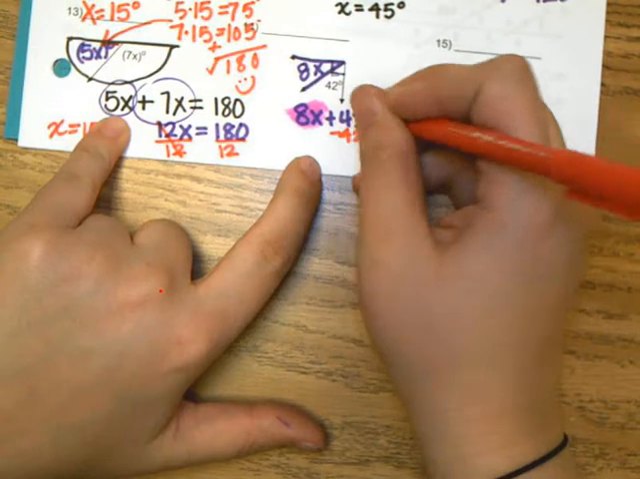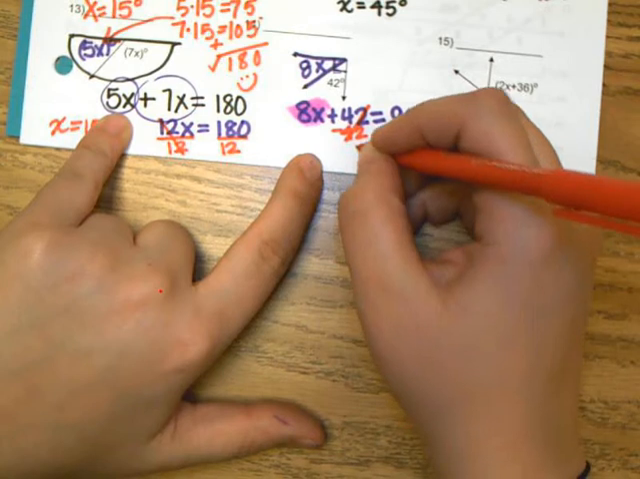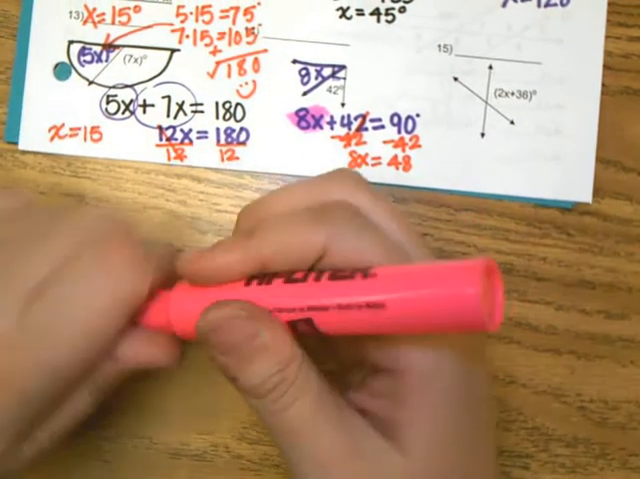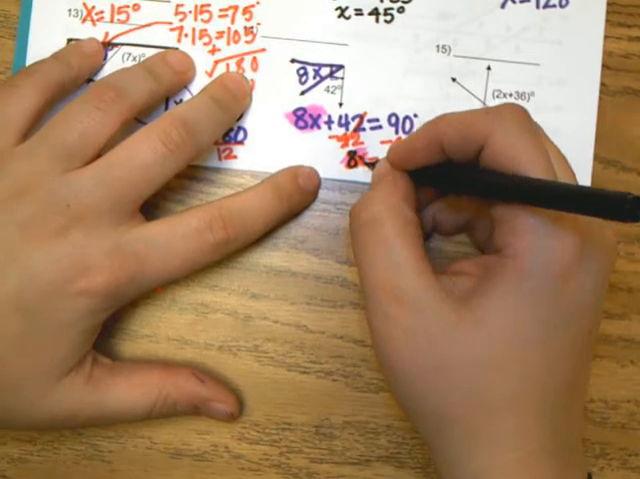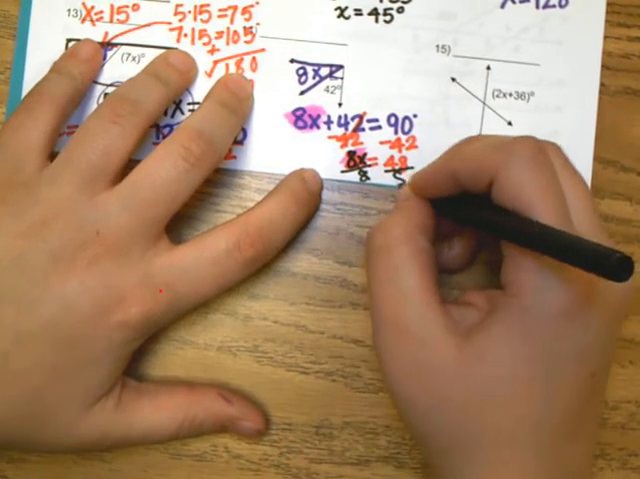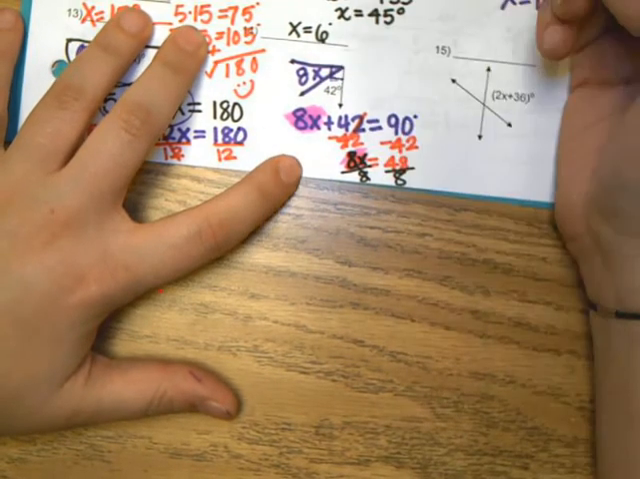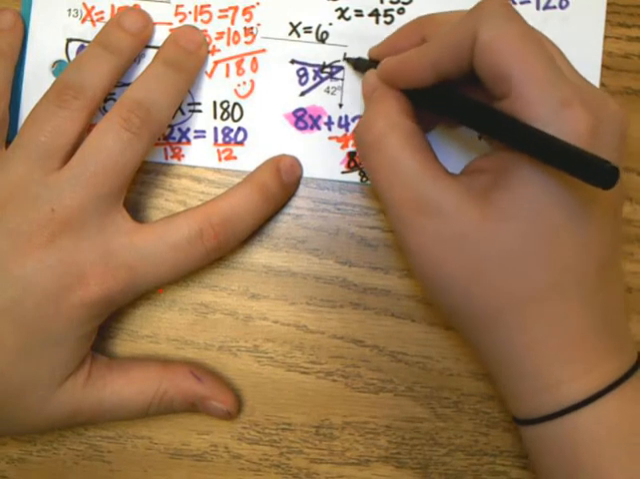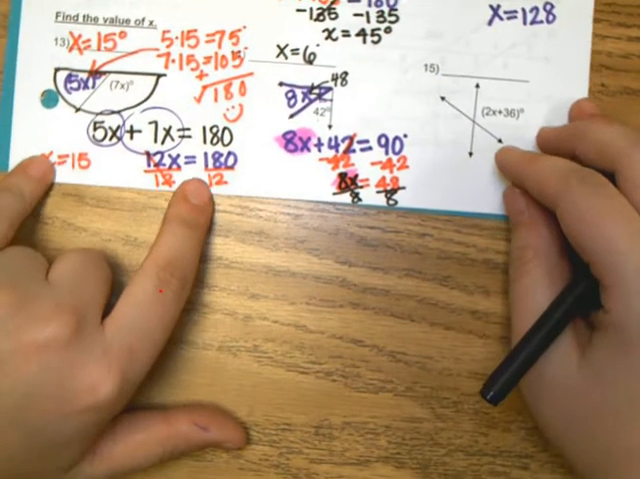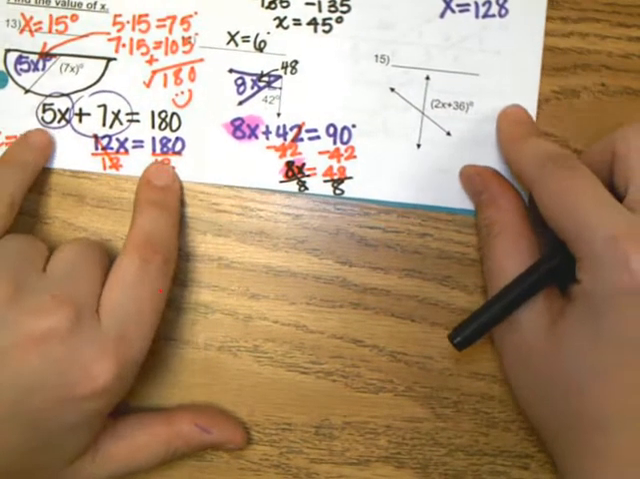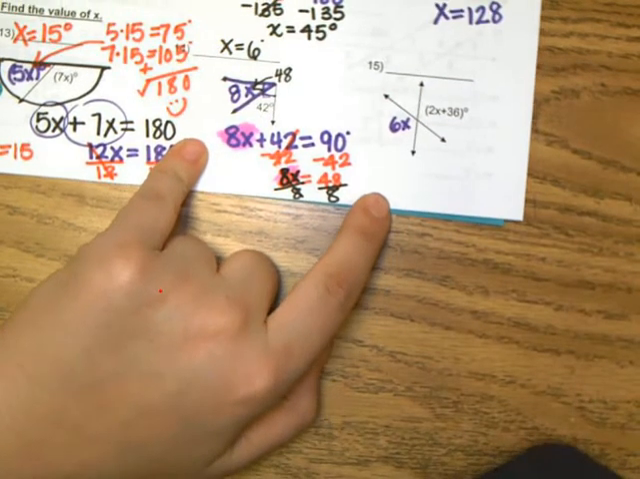And then go ahead and solve that equation. I'm going to cover up the variable. I'm going to subtract 42. And now that the variable term is by itself, I'm going to divide by 8. So we get that x equals 6. And if x was 6, you'd get 48 and 42, which, yep, that equals 90.